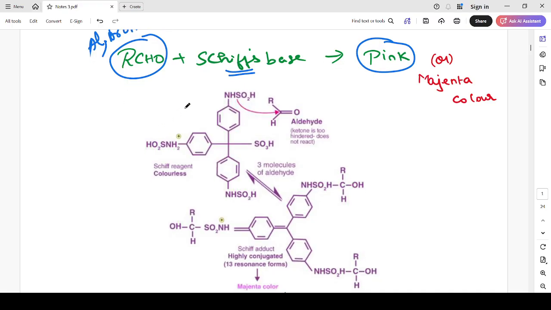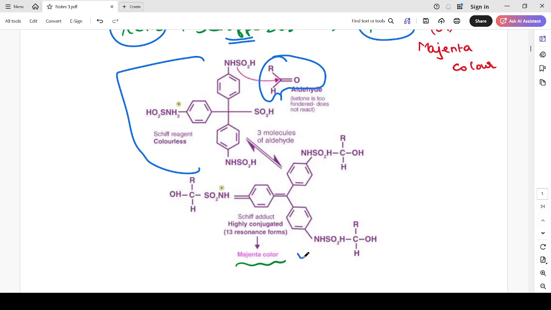So this is your Schiff's reagent. What you're seeing is Schiff's reagent here. You're treating it with an aldehyde, where it is going to form magenta color.